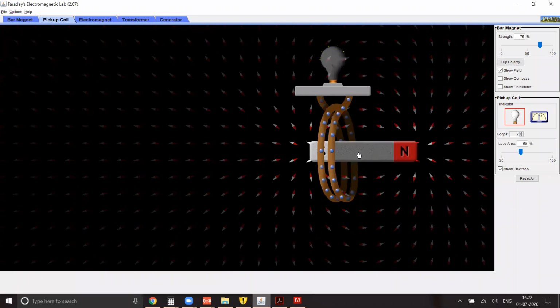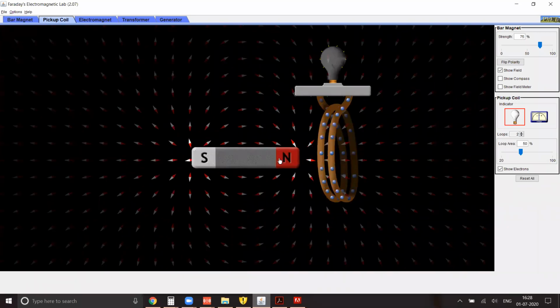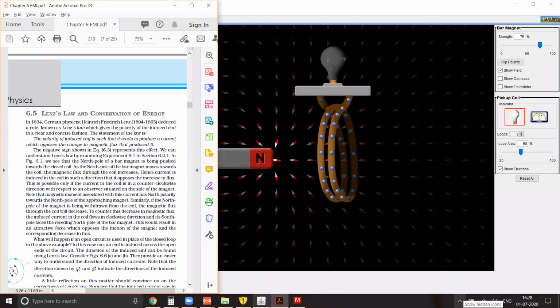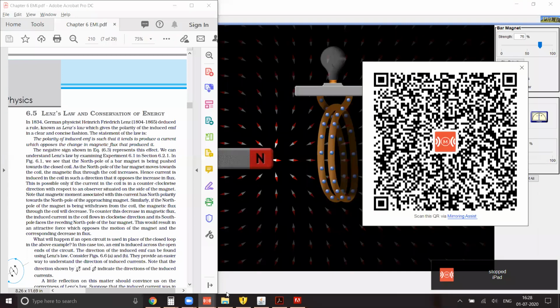So I am moving the magnet away. Observe, look at the direction of current. Was it going upwards or not? Yes, sir. The direction changed, so it went to clockwise. That is what this law is all about. Let me explain it theoretically. Since you observed it, let me explain theoretically. One minute, my device stopped.